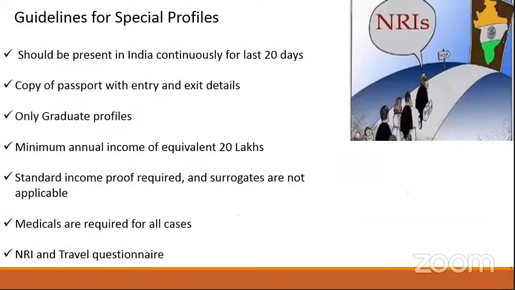Special profiles: yes, ICICI offers term insurance for NRIs also. There are some conditions: passport entry and exit details are required, only a graduate profile should be there, and he must have an income of at least 20 lakhs. So these are the requirements. Some companies offer term plans to NRIs even if the person is not in India. But in that case, if there is a requirement of a physical medical, that cost has to be borne by the customer.